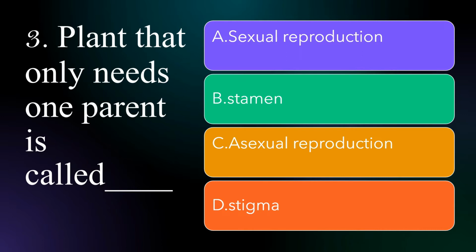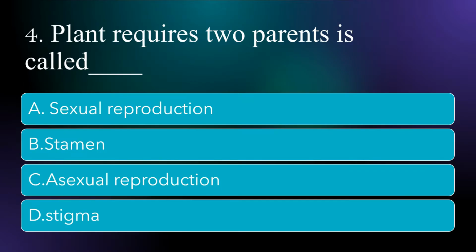How do you call that kind of plant? A. Sexual. B. Stamen. C. Asexual reproduction. D. Stigma. Okay, sexual reproduction, stamen, asexual reproduction, stigma. I discussed this last time.